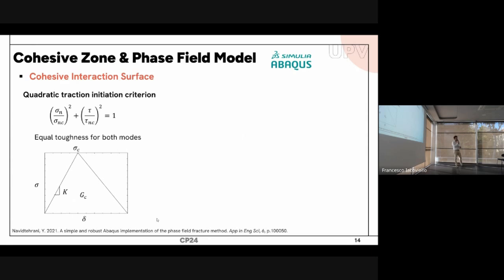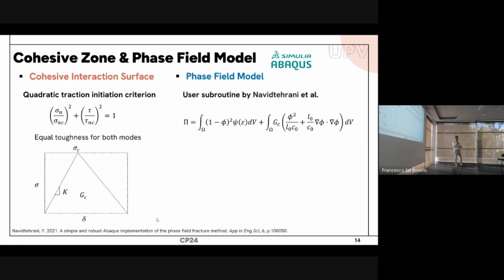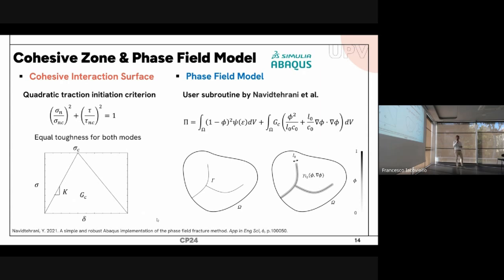And now, to model the failure of the interstitial bond, we use the phase field model. Here we are using the subroutines provided by Navidtehrani that use the thermal analogy with phase field. Phase field is based on the regularization of sharp cracks, converting them into a smeared crack through the phase field variable. There's also another important parameter of phase field, which is the characteristic length L0, or length scale, which controls the width of the band in which the crack is diffused.